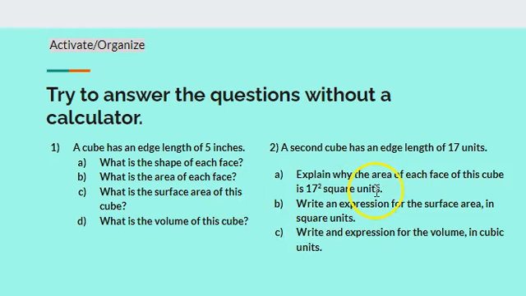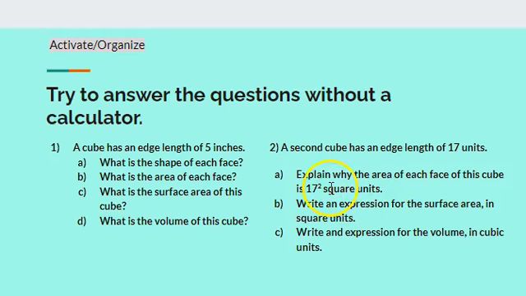All right, well, let's look over at the other one. I want you to think about these. These are a little bit tougher. I've got a second cube that's 17 units. You can draw this out if you'd like to as well. You don't have to draw it true to size, but just a cube to help you out. So on number 1, why is the area of each face of this cube 17 square units?